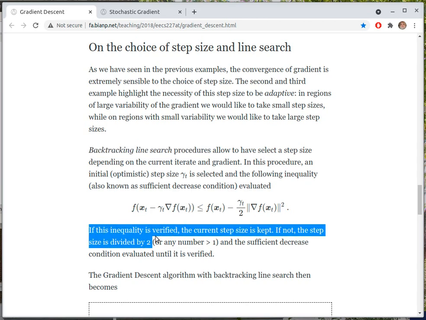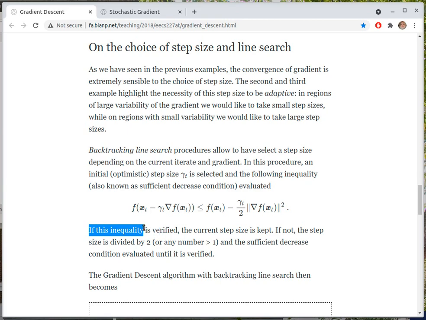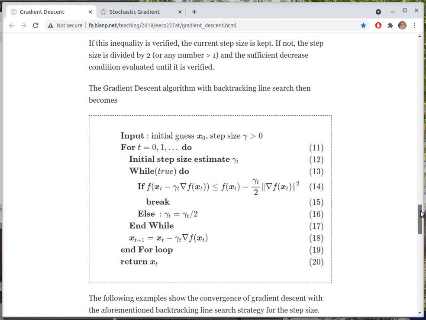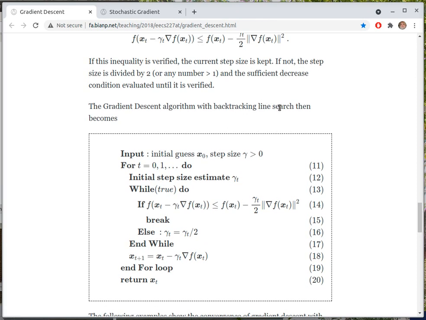If this inequality is verified, the current step size is kept. Otherwise, you divide by 2, or any number bigger than 1. Yeah, 2 is a good one. You don't want to get too crazy there. Okay, and so I've implemented that in MATLAB as well. And so here's the algorithm with the backtracking line search.